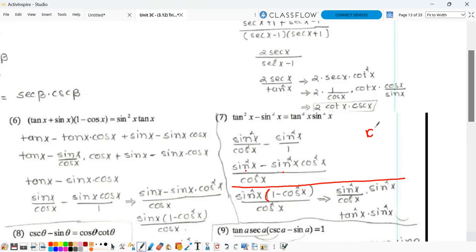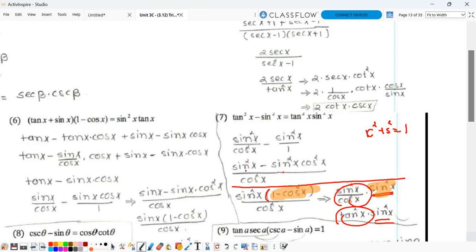Now cosine square plus sine square is a 1. So 1 minus cosine square is sine square. So let me highlight. This space became this. Sine square over cosine square is back to tangent and sine.